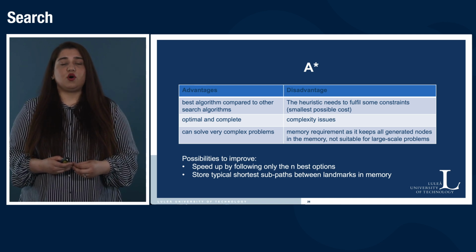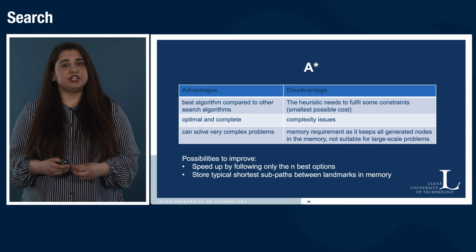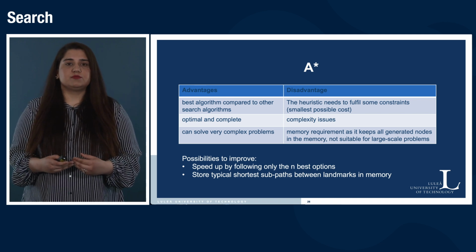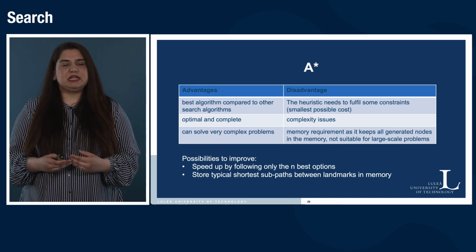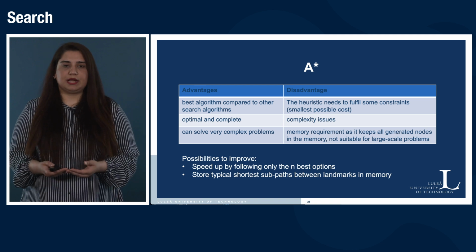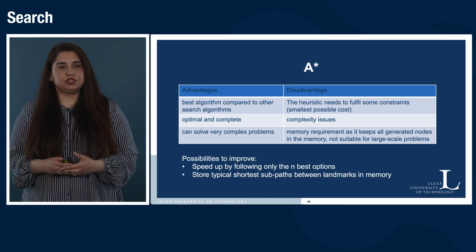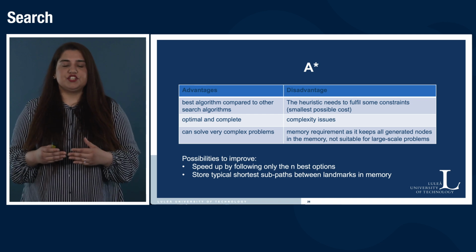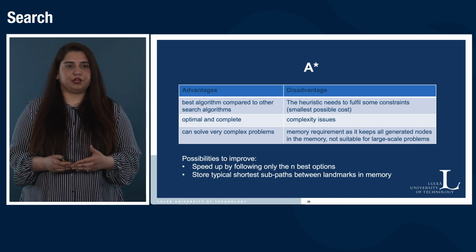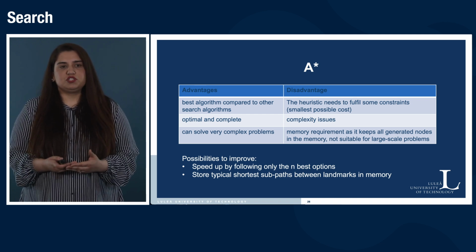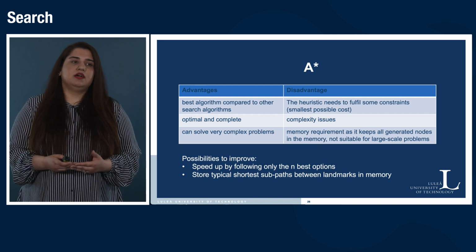You have to keep all the generated nodes in memory until you find which one is the smallest one, or which one is the minimum cost one, and then you take that particular path. Until then, you have to keep all of the queues that are in the decision list in memory. So, that is not so suitable for large scale problems.